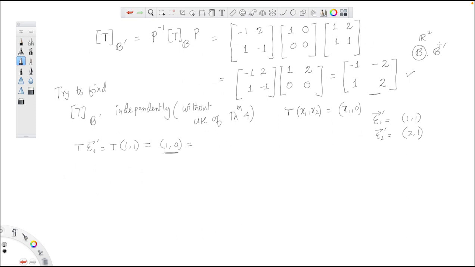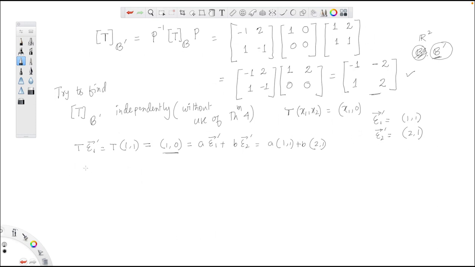No, I think we're not doing that. We are going to express it using the same basis B prime. So (1, 0) is a vector in R2, and we are going to express this vector using a linear combination of the vectors here in B prime. So let us write it as A times epsilon 1 prime plus B times epsilon 2 prime, which is A times (1, 1) plus B times (2, 1).